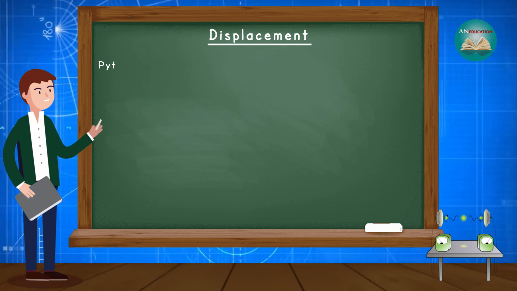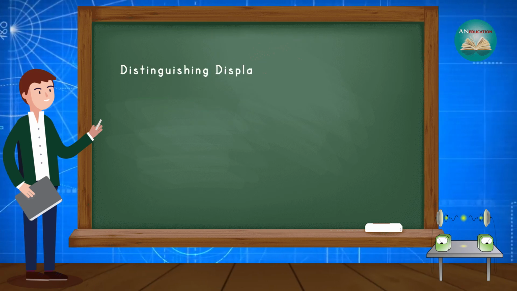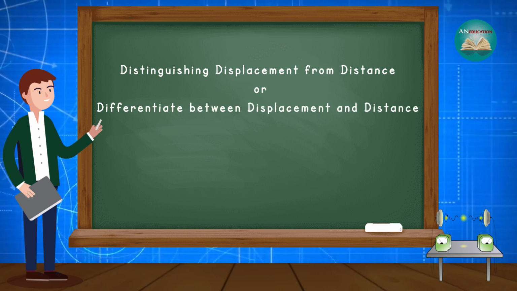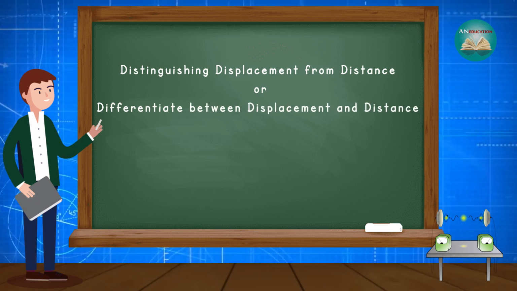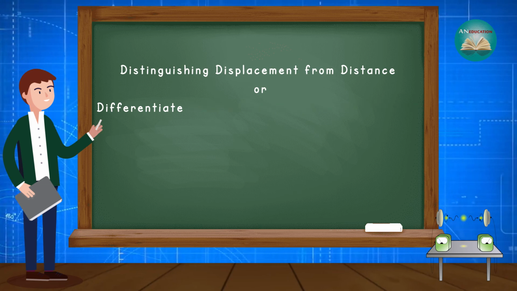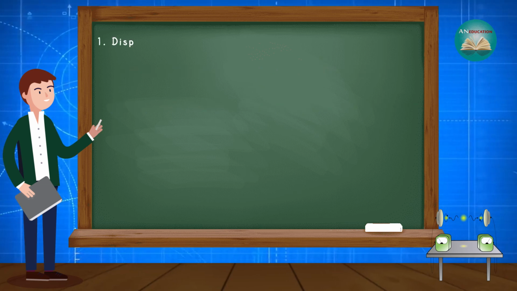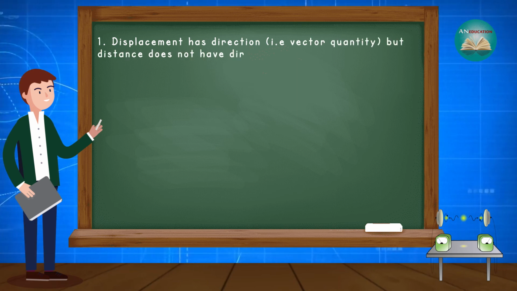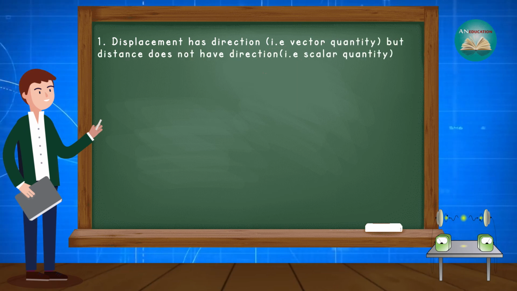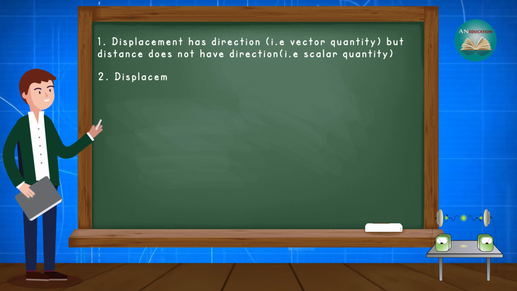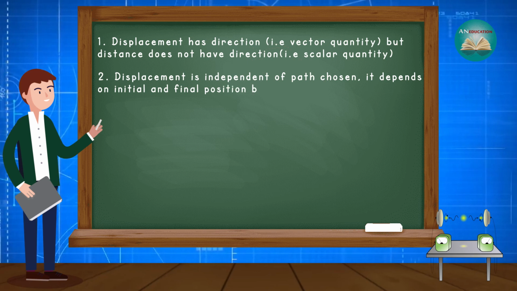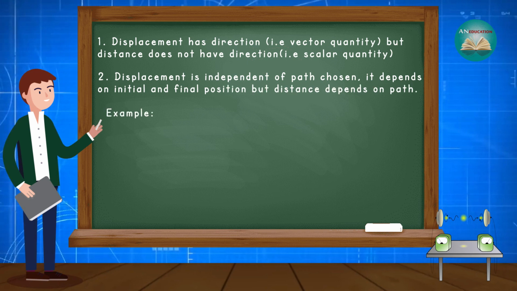After that, let's discuss important factors distinguishing displacement from distance. Or a question comes in our exam that differentiate between displacement and distance. Let's discuss this point-wise. First point is that displacement has direction, that is vector quantity, but distance does not have direction, that is scalar quantity. Second point is that displacement is independent of path chosen. It depends on initial and final position, but distance depends on path.